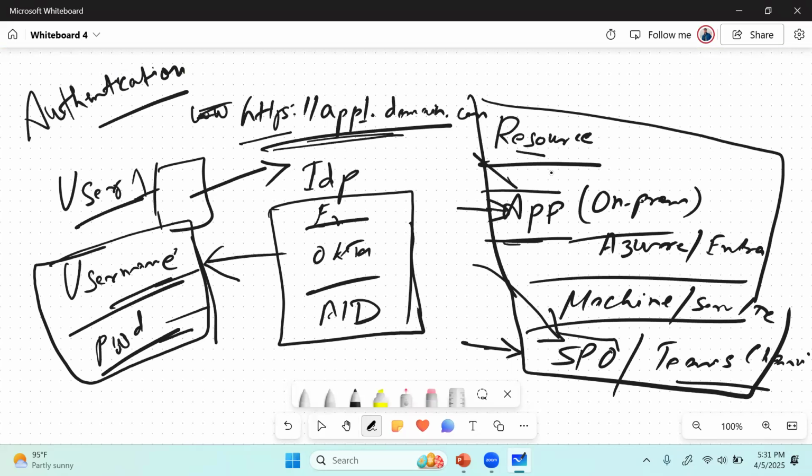This is correct. But authentication is just one part. After the user is authenticated and the identity is confirmed, what level of access does this user have on these applications? For example, once he gets access to the SharePoint site, does he have access as a contributor, editor, owner, or just a reader? What level of access? That is decided under the authorization part.